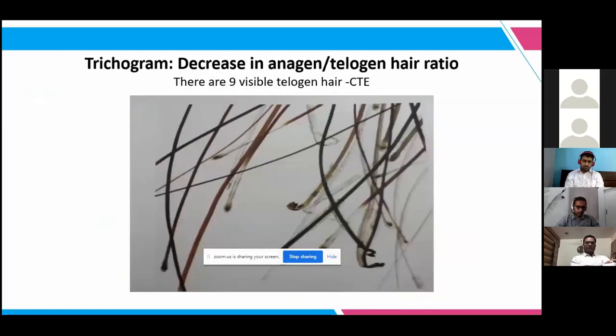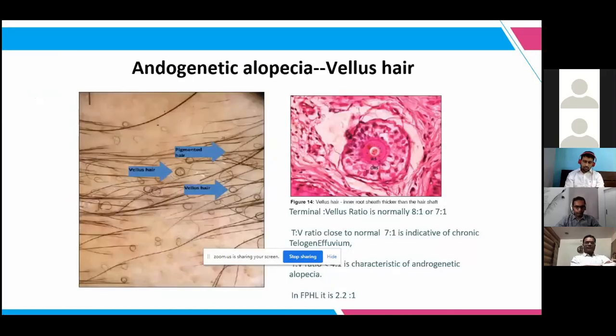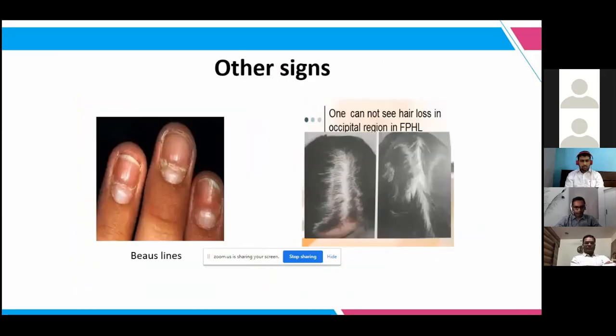Similarly, if you do a trichogram, most of them will be telogen hair. Here you can see the decrease in anagen and telogen ratio. And if you see the vellus hair, and then of course biopsy, we know that there is vellus hair, but that is a different thing. The terminal to vellus hair ratio will be less than 4. In case of female pattern hair loss, it is less than 2.2. And sometimes you can see other signs like view lines and these things, so that indicates chronic telogen effluvium.